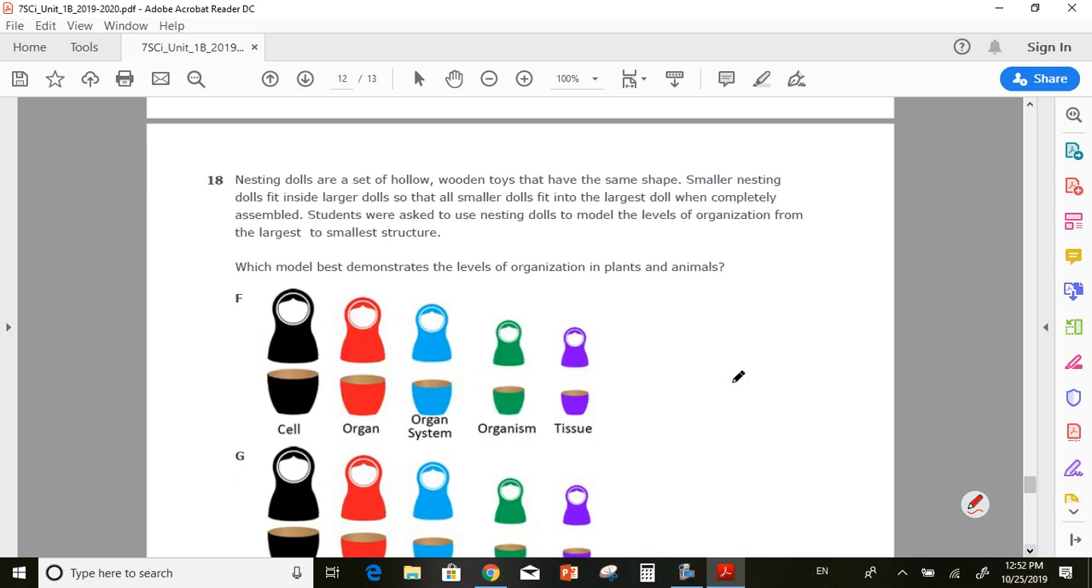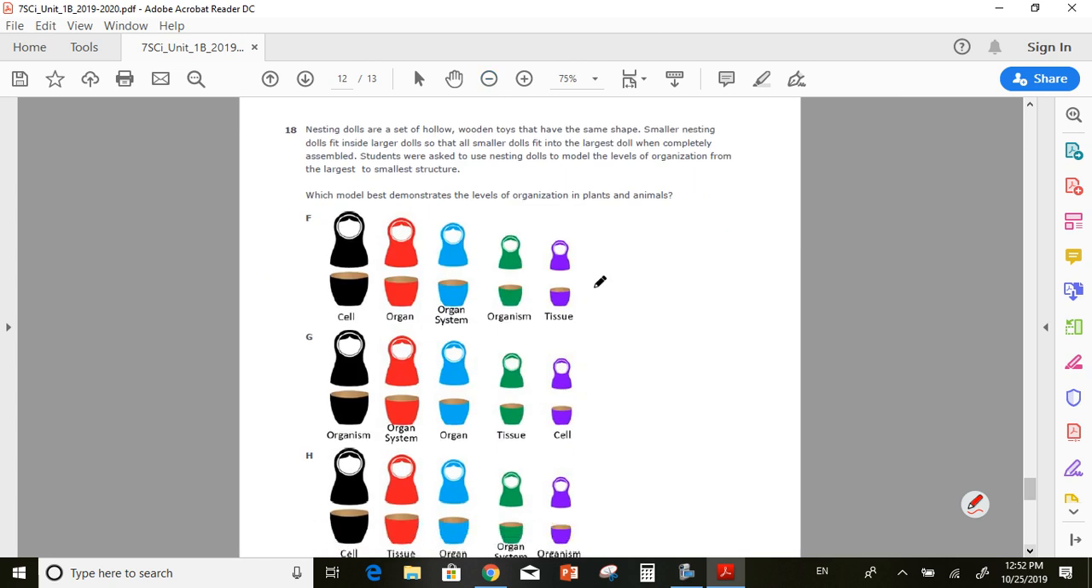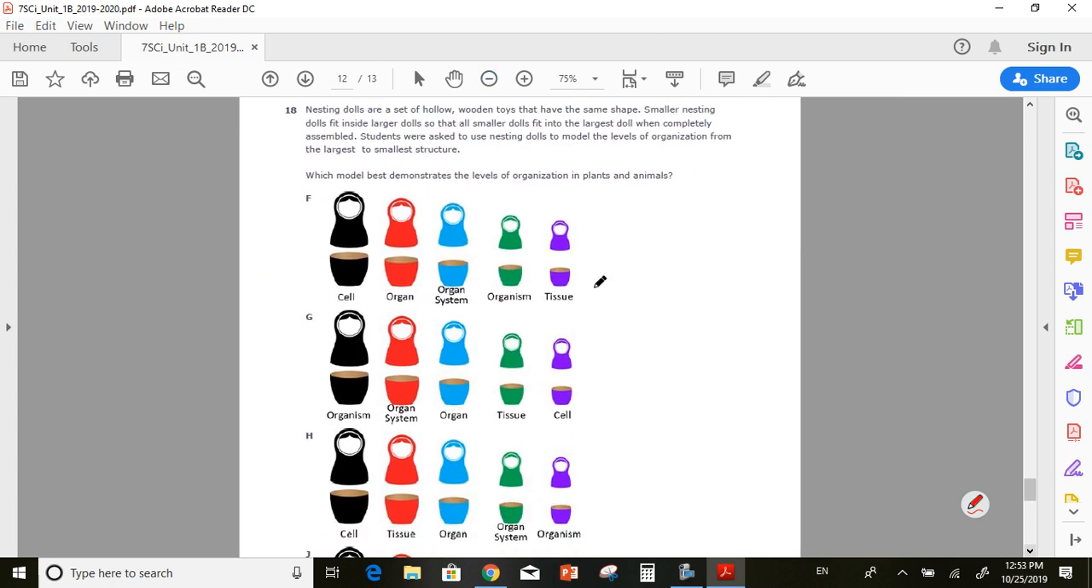Oh, my favorite. Number 18. It's asking you about the levels of organization. It says nesting dolls are a set of hollow wooden toys that have the same shape. Smaller nesting dolls fit inside larger dolls so that all smaller dolls fit into the largest doll when completely assembled. Students were asked to use the nesting dolls to model the levels of organization from largest to smallest. So you should have circled largest to smallest. Which model best demonstrates the levels of organization in plants and animals?